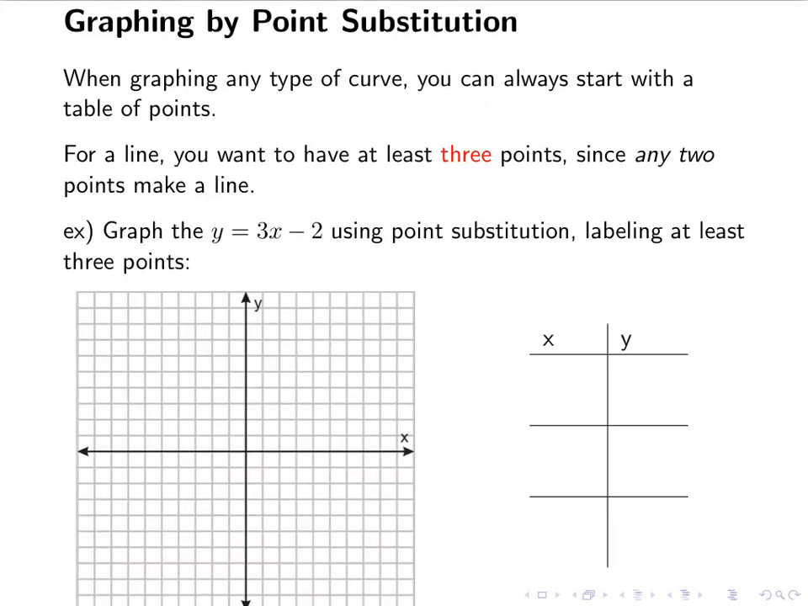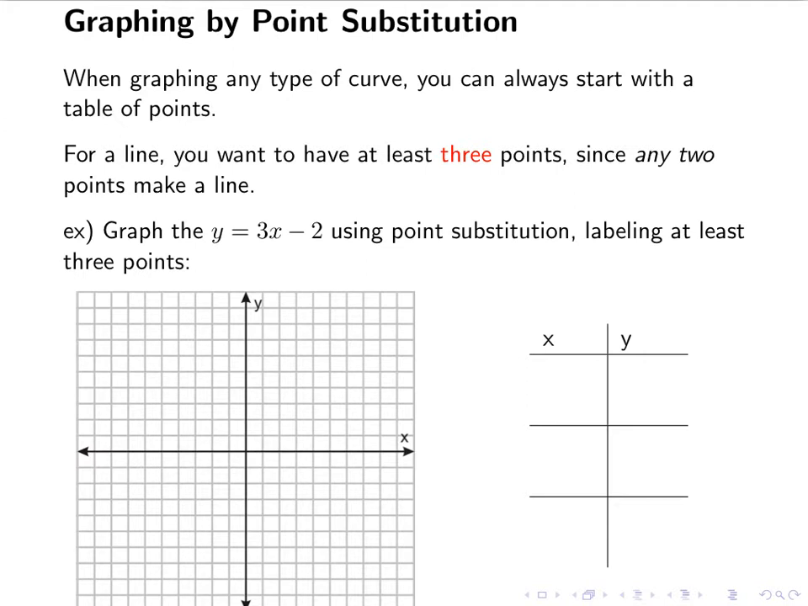So for example, we're going to graph the line y equals 3x minus 2 using point substitution. And again, we're going to label at least 3 points. So what we want to do here is look at the coefficient of x and remember that it's easier to graph integers than it is to graph fractions and decimals. So if your coefficient of x has a fraction, you want to choose the multiples of that denominator. So for this example, y equals 3x minus 2, the coefficient of x is 3, which is already an integer.